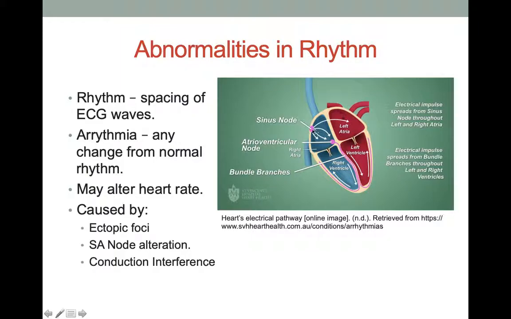We can also have SA node alteration. If there's something here and it's firing too fast or too slowly, or it's not being able to send the signal, it's not getting to other parts. So we can have SA node alteration or even conduction interference. If the signal is not getting from the SA node to the AV node, or it's getting there but it's not being conducted down, that can lead to arrhythmias as well.